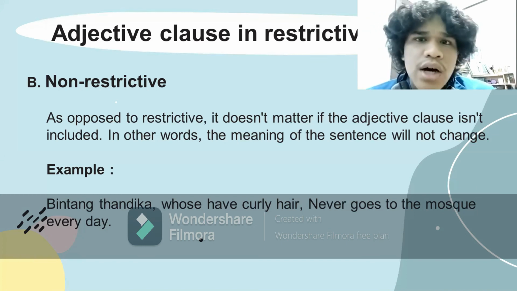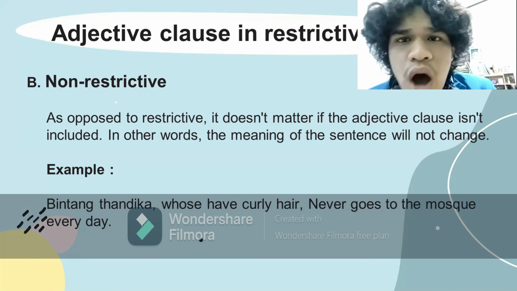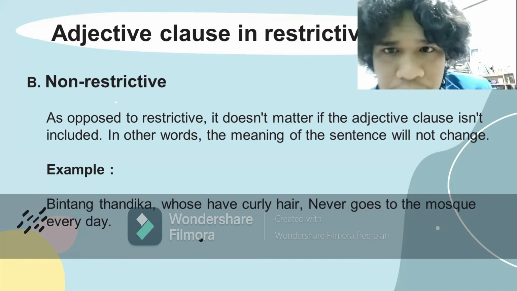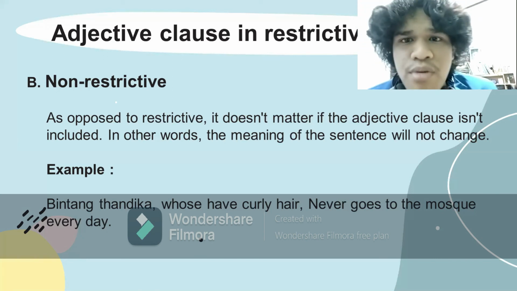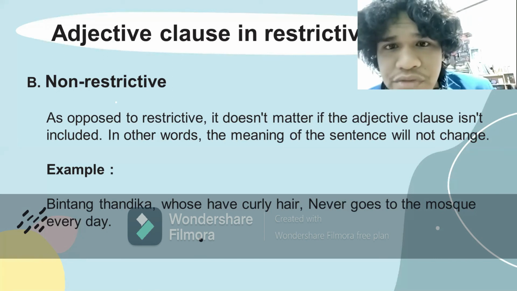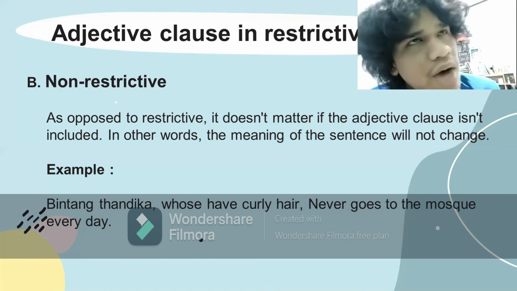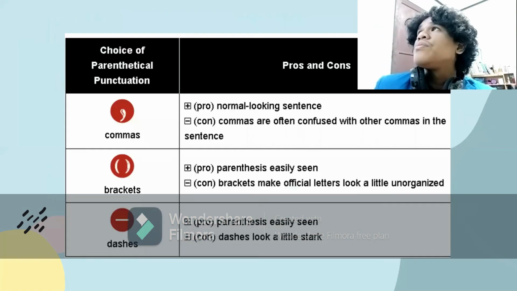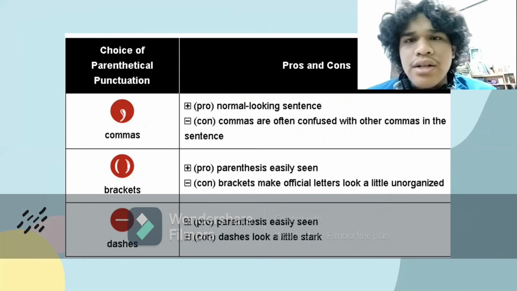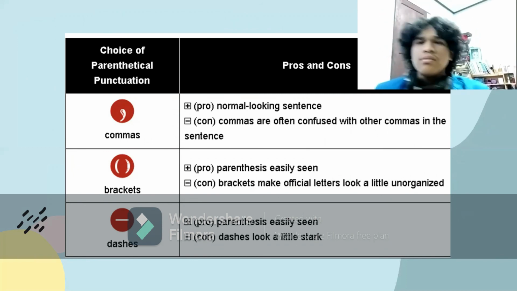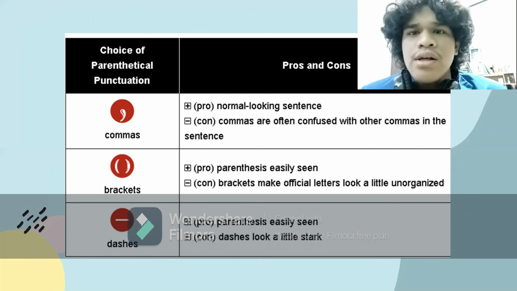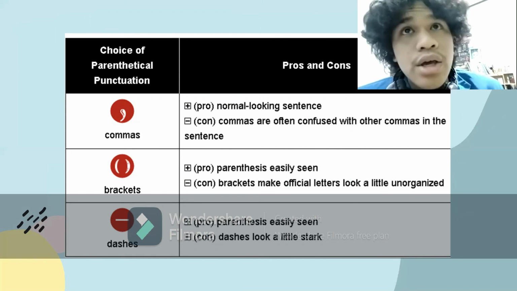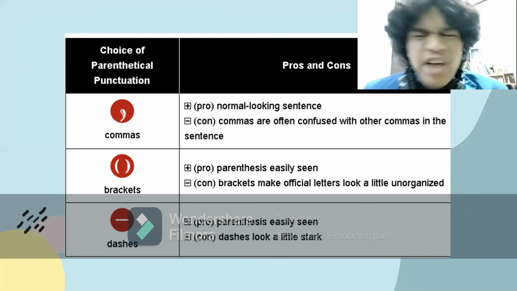Okay, I will tell you the reason to know when to use a comma before who or which. Commas are the most common type of parenthetical punctuation, but for certain effects, you can use others. Okay, I will give you some guidelines in a new slide. You can look at that. Okay, I think that's enough. Can we go to a new explanation?